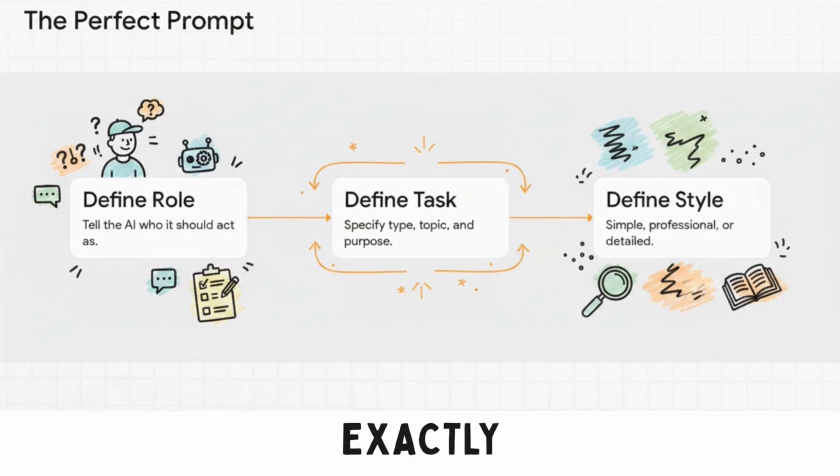Tell the AI exactly how you want the answer formatted. Simple, professional. In our scenario, you'd finish with, "Format the output as a bulleted list for a quick executive brief." When you stack these together, the role, the task, and the style, you completely bypass that generic robot talk. You take control, and the AI finally starts doing the heavy lifting for you.